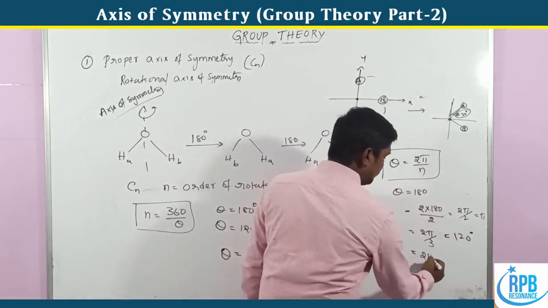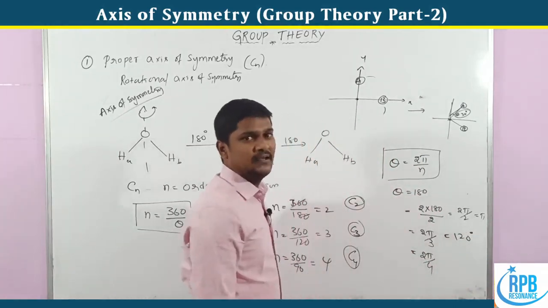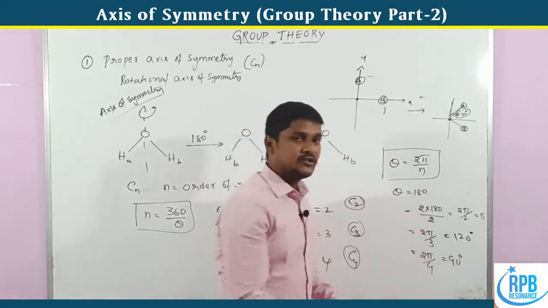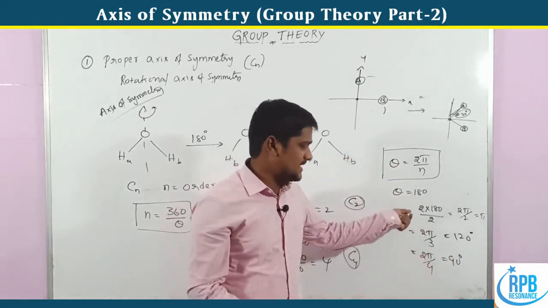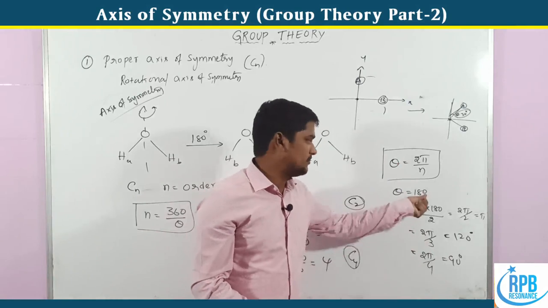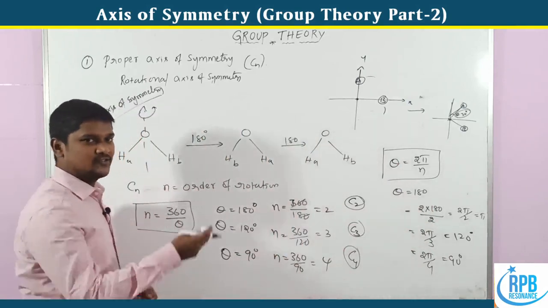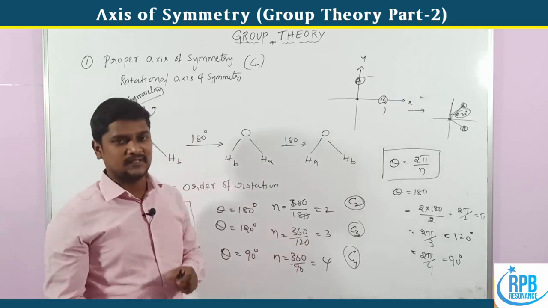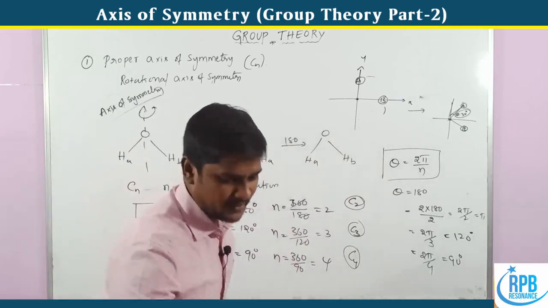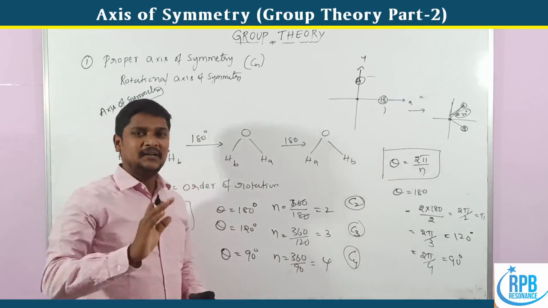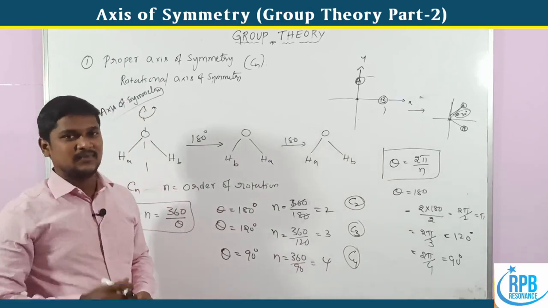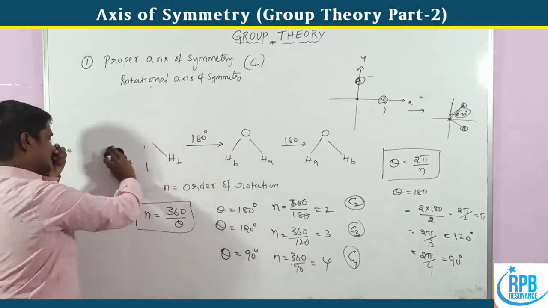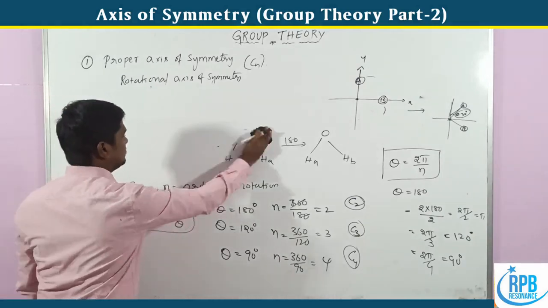If 2 pi by 4, that leads to the 90 degrees rotation. So the rotation can also be represented as 2 pi by 3, 2 pi by 4, pi, etc. That is also a kind of representation of axes of symmetry. Now I will go through plenty of examples with proper explanation. This is very simple basic information regarding the axis of symmetry.